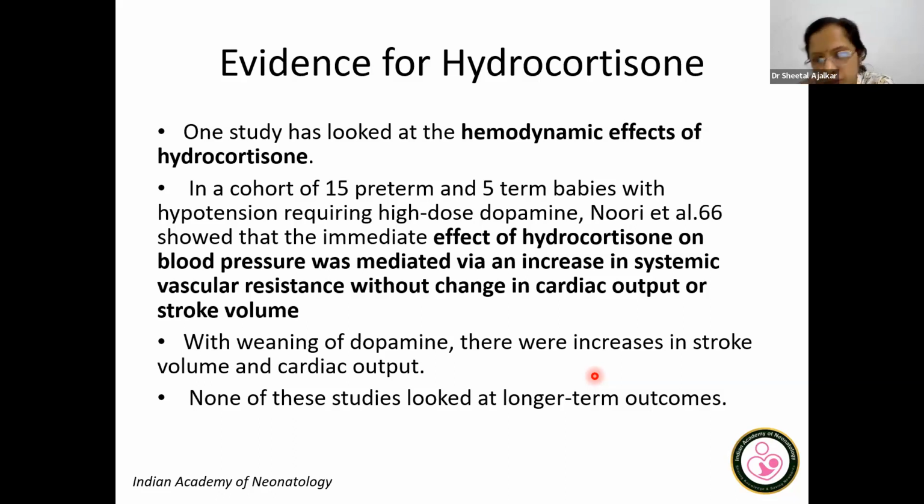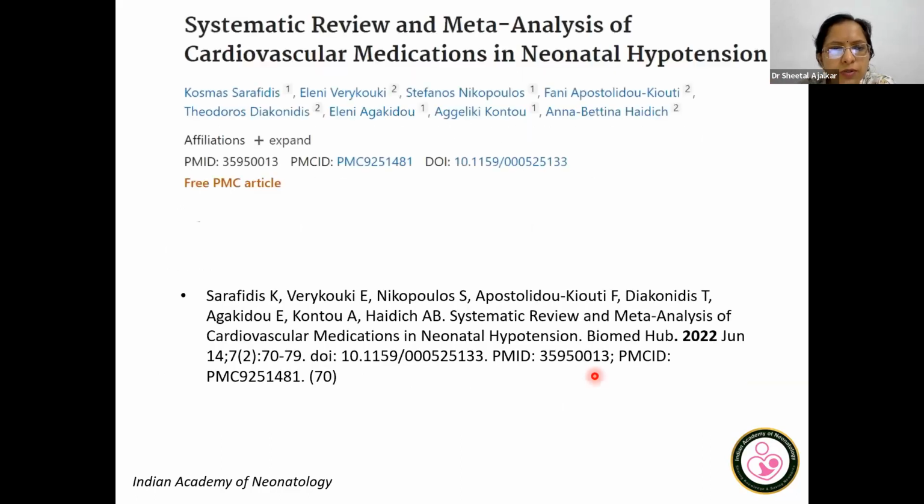But we know that it upregulates the receptors for the catecholamines in the heart as well as the peripheries. So peripheral action was more predominant, which was observed by Nouri et al. With the weaning of dopamine, there was increase in stroke volume and cardiac output. So later the heart effects of improving the receptors for the catecholamines were also seen. But none of these studies have looked at the longer term outcomes. So long-term outcomes for hydrocortisone are not known.